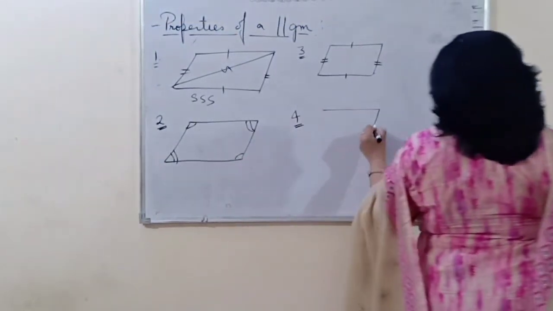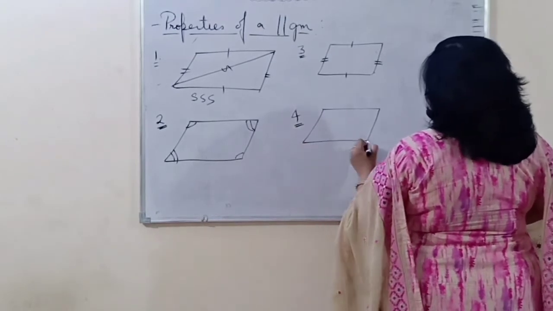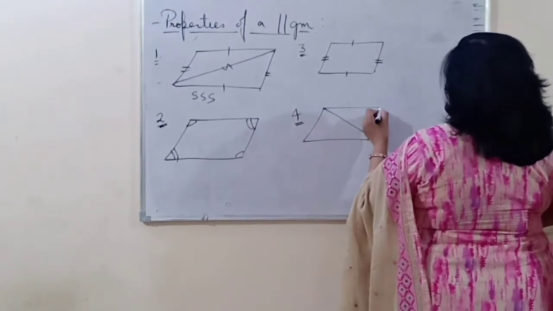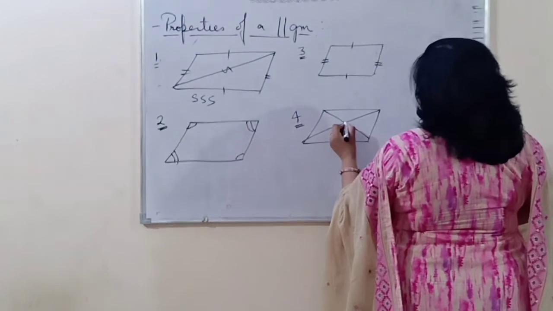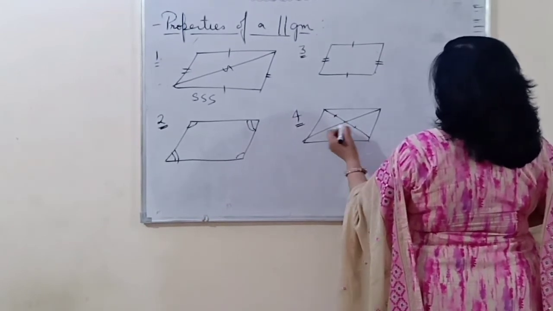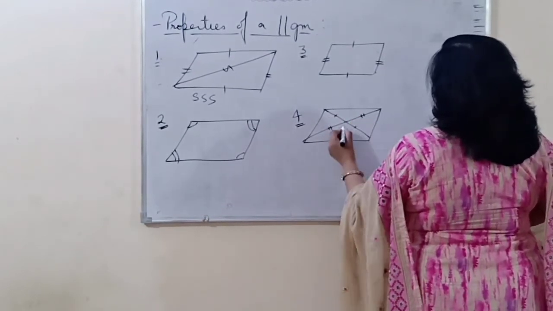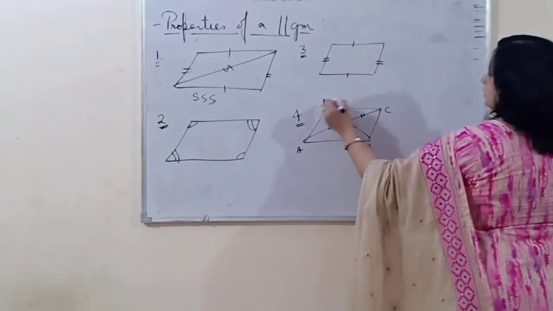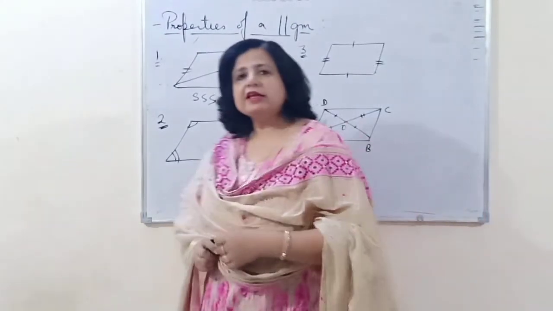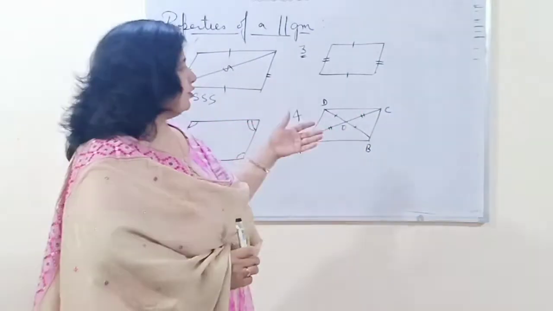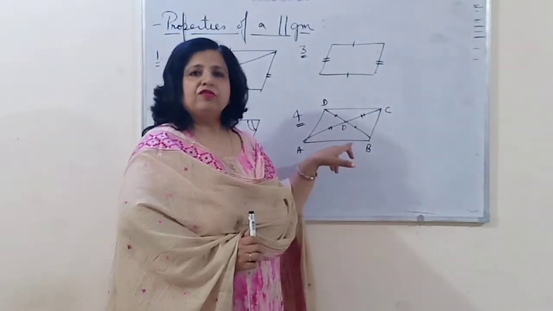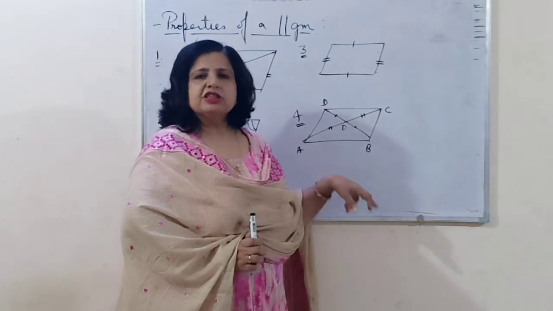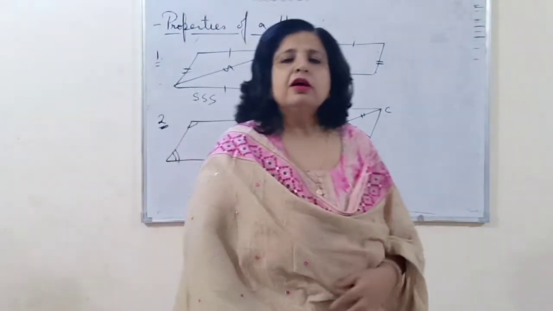Next is the diagonals of a parallelogram bisect each other. This diagonal is bisected here and this diagonal is bisected here. In a parallelogram, the diagonals bisect each other, and the converse of this will be that if in a quadrilateral the diagonals bisect each other, we can say that it is a parallelogram.